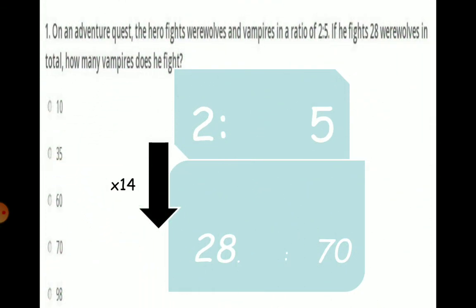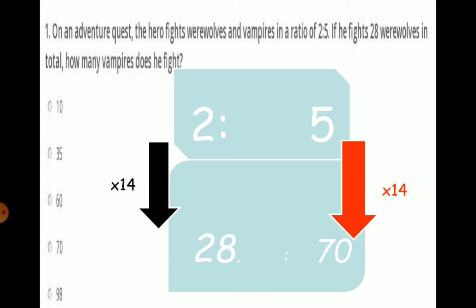Now this is another question. On an adventure quest, the hero fights werewolves and vampires in a ratio of 2:5. So werewolves 2, vampires 5. For every 2 werewolves he fights 5 vampires. If he fights 28 werewolves in total, how many vampires does he fight? We write first the ratio 2:5, and we are given 28 werewolves. So we multiplied by 14. 5 times 14 is 70. So the answer is 70. He fought 70 vampires.